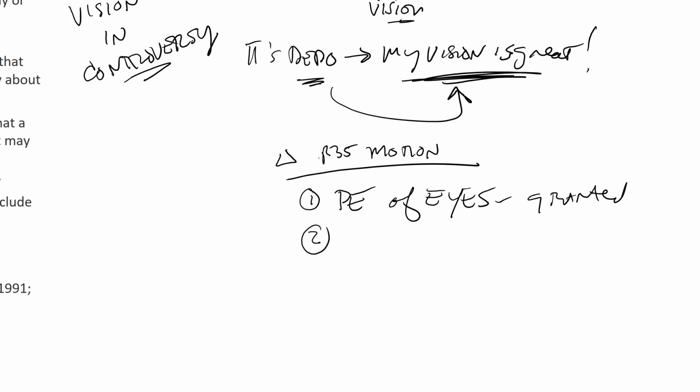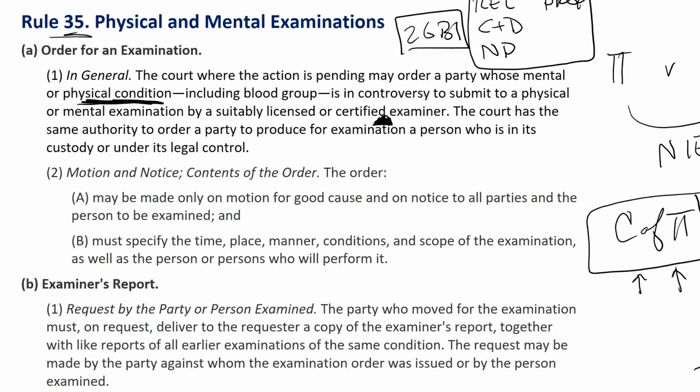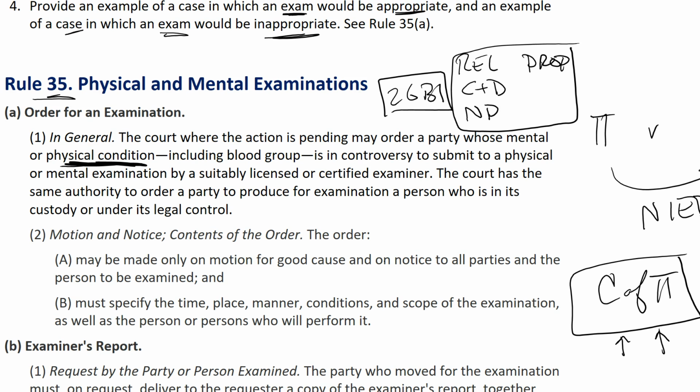Suppose the defendant also wants a mental exam of plaintiff's SOM, state of mind, okay? Well, that should probably be denied, right? In what way is the plaintiff's mental state relevant and in controversy? I don't see it, okay? So the mental or physical state has to be in controversy in order for the court to grant that order for a mental or physical examination.